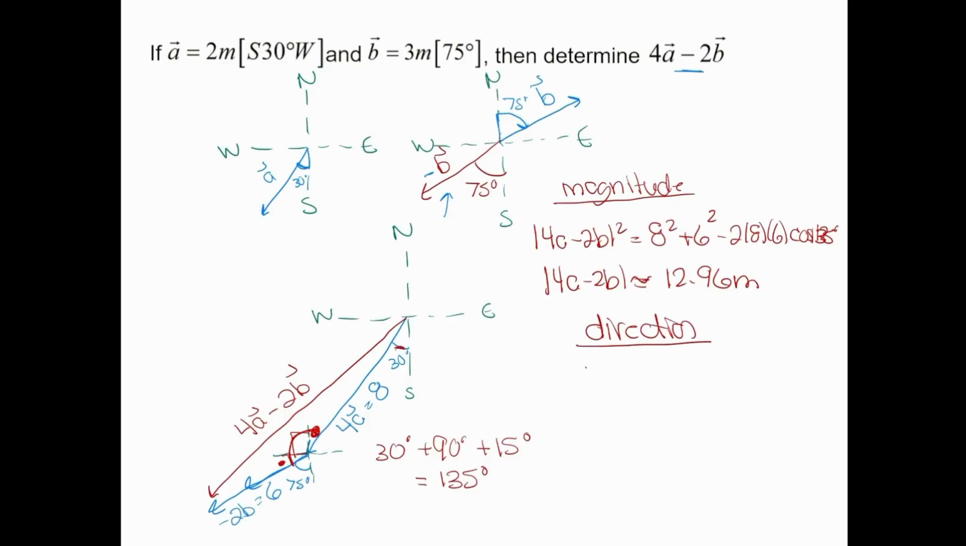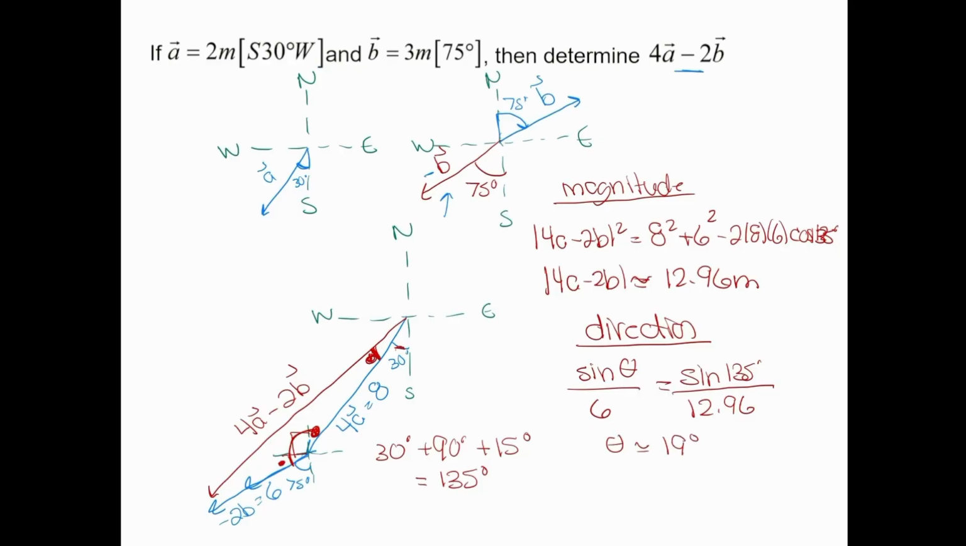Now I need the direction. Direction will be sine law. So sine theta all over 6, because the angle that I'm really trying to find is this angle here, which is opposite my side 6, because I'm going to use that to determine the total angle. So sine theta over 6 is equal to sine of 135 degrees all over our new 12.96. So that gives an angle approximately equal to 19 degrees.